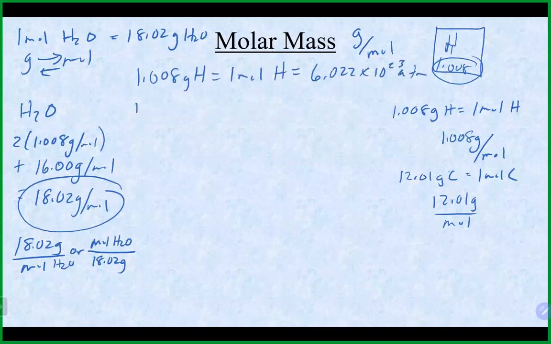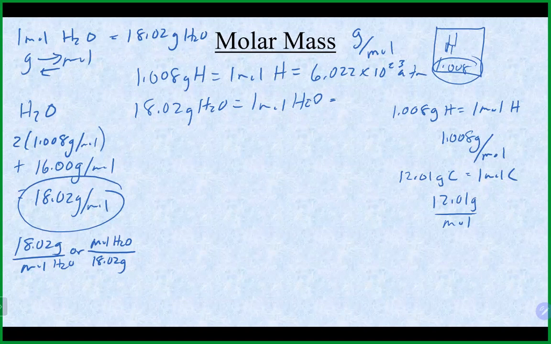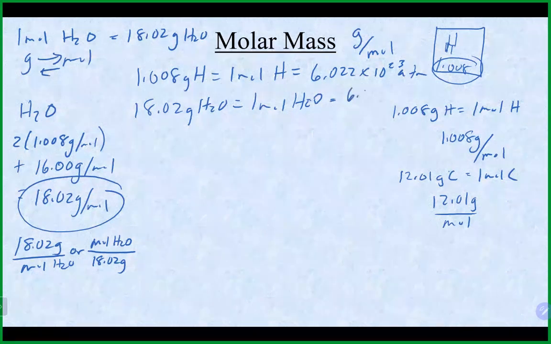Same thing here. There's 18.02 grams of water and 1 mole of water. And 1 mole of water would have how many molecules? Yeah, I would still have Avogadro's number of molecules. So that is the relationship of how all those things tie together, and obviously you can convert from one to the next. Any questions on that?